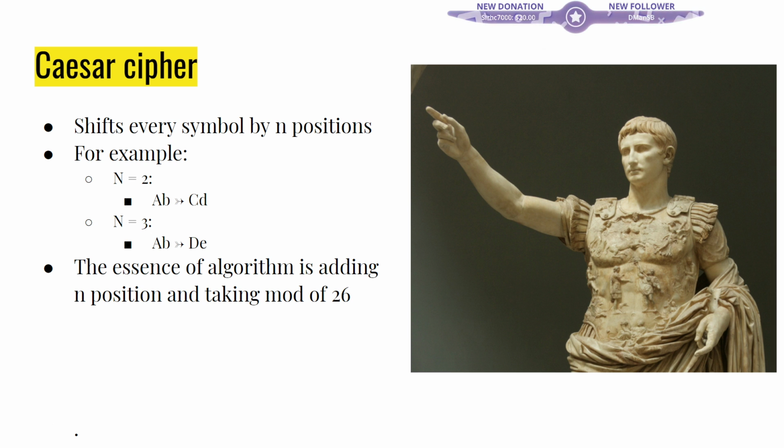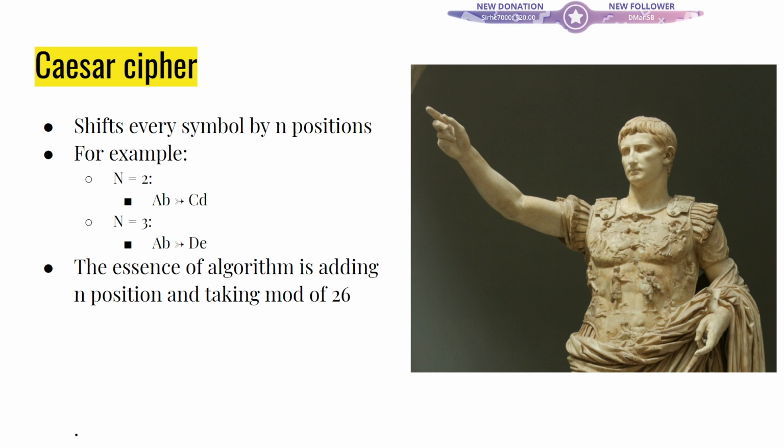Now, Caesar cipher. Caesar cipher is very simple. Basically, it means that every letter in my message gets shifted. The position of that letter gets shifted by 2, by 3, by 4, by 5, or whatever shift that I use to encrypt my message. So, if the shift was 2, that means every letter shifts by 2 positions. So, A becomes C and B becomes D. If I shift by 3, it means that A becomes D and B becomes E. So, plus 3 positions. And deciphering is actually the opposite, you just move 3 positions back.